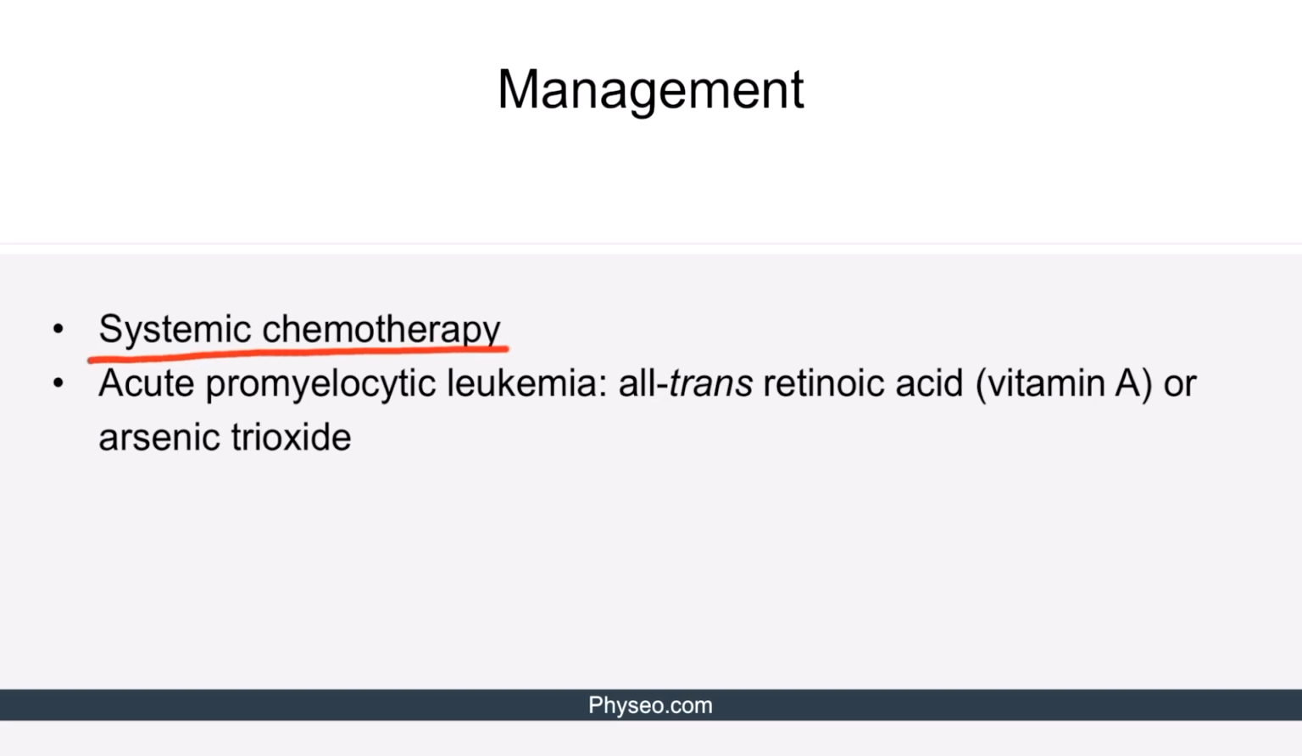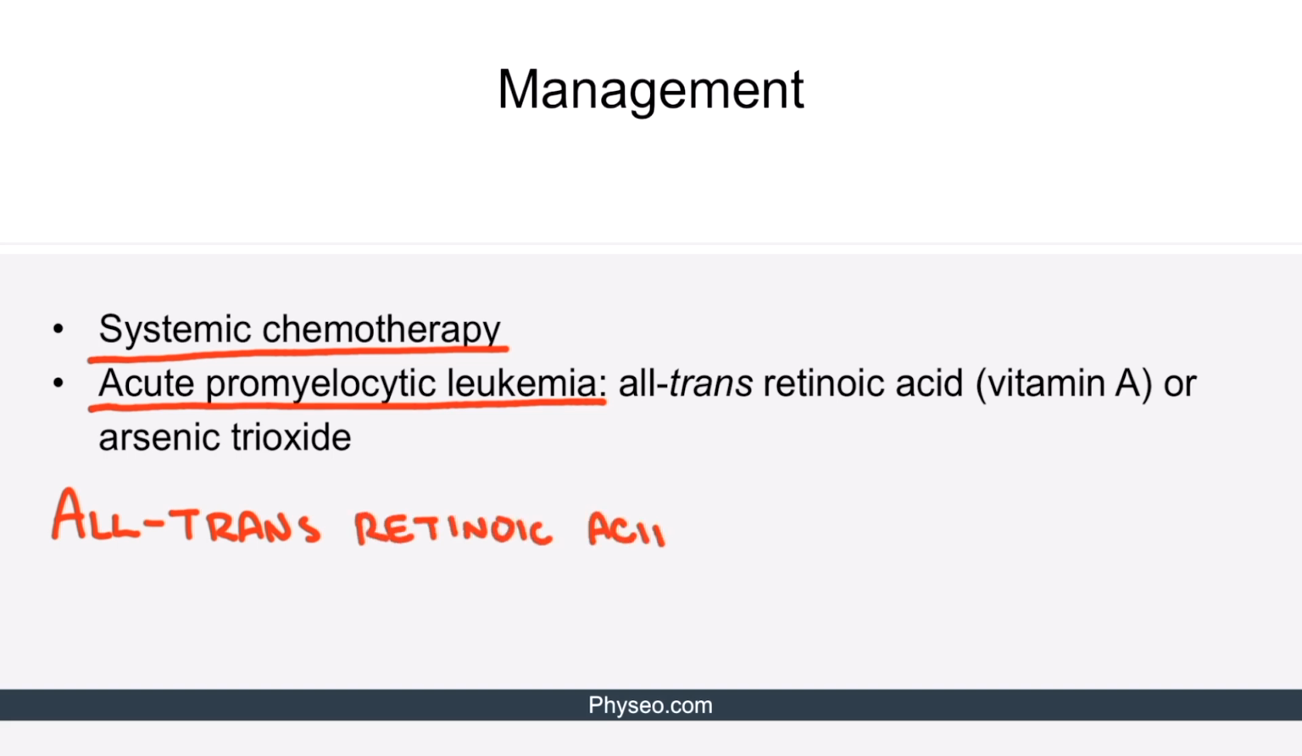Starting slide 24. Okay, let's wrap up by discussing the management. The management of AML includes systemic chemotherapy. Selecting a specific medication depends on the patient's comorbidities, age, preferences, and so on. However, acute promyelocytic leukemia has a very specific treatment regimen.